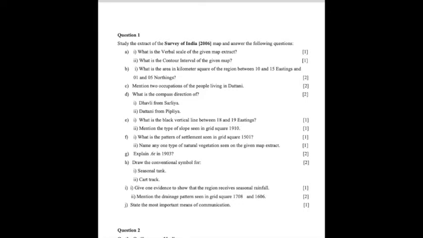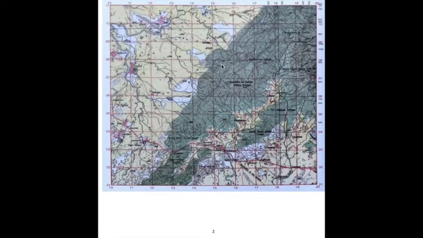Give one evidence, mention the drainage pattern in 1708 and 1606. So in 1708 it is dendritic and in 1606 it is radial. Then state the most important means of communication. I didn't get this, but I wrote telegraph. I would say telephone line. Yeah, there is a dotted line, like black dots, going along the edge of the forest. But that's the fire line. Yeah, that's a fire line.